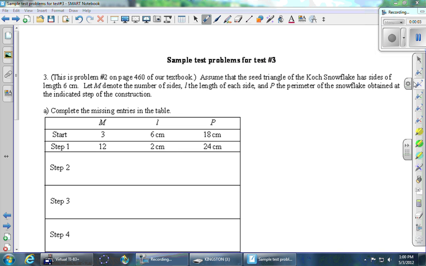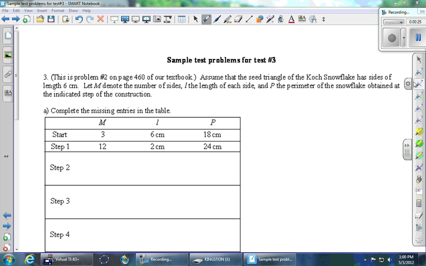This is problem number 3 on the sample test problems for test number 3. And this problem is actually taken from page 460 of our textbook. Assume the triangle of the Koch Snowflake has sides of length 6 centimeters. Let M denote the number of sides, L the length of each side, and P the perimeter of the snowflake obtained at the indicated step of the construction.